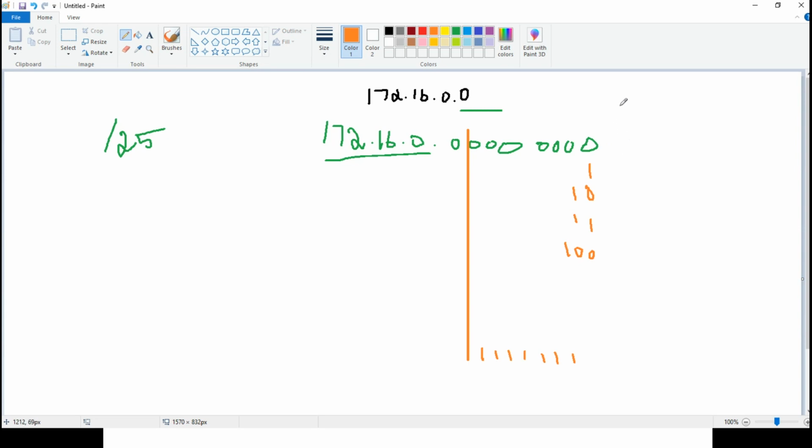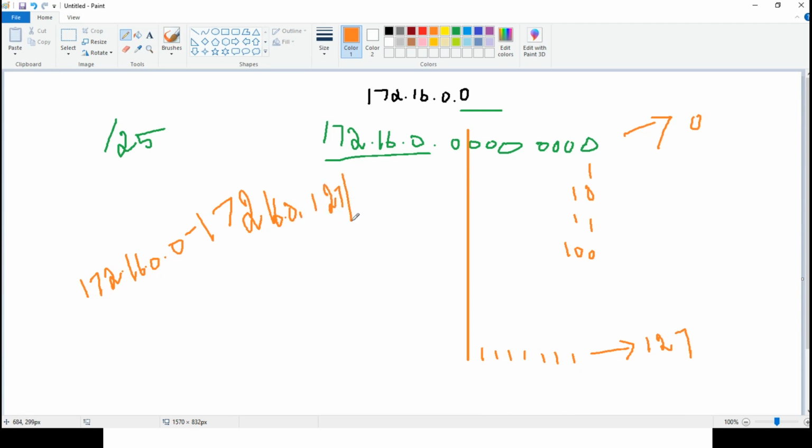In the previous video I explained that 2 power n equal to 128, so before all the bits become 1, the value is 127. So this is the decimal number: 172.16.0.0 to 172.16.0.127. This is the network segment, 172.16.0.0 to 172.16.0.127. This is for one LAN segment. For example, the next value is incremented for the next segment. That is the next usable IP address.